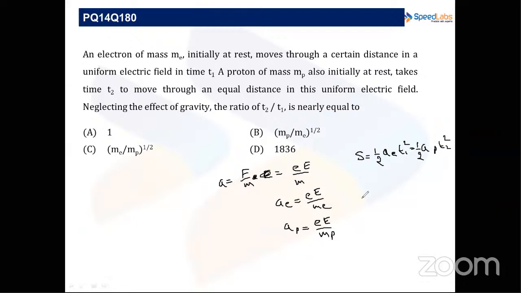And they are asking what is t2 by t1. So t2 square by t1 square comes to be, half cancels, and it will be acceleration of electron divided by acceleration of proton. So that is again, acceleration is inversely proportional to mass, so that will be mp by me, and the square root will be the answer. t2 by t1 will be square root of mp by me. So the answer is B. Any doubt?